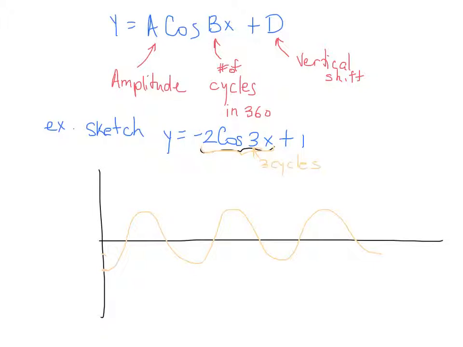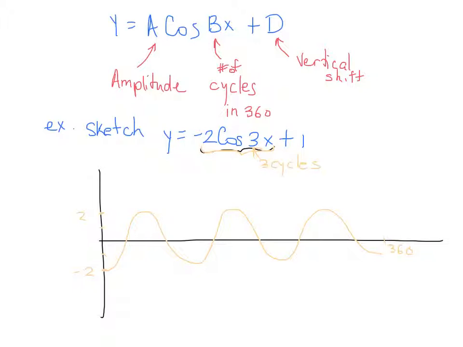All right, so we know that it started at the amplitude, which is -2. It's upside down because it's negative. So it goes up to 2. And we know also that there are 3 cycles in 360. So we have 1 cycle here, then another, and then it should end at 360 because, again, there are 3 cycles in 360.